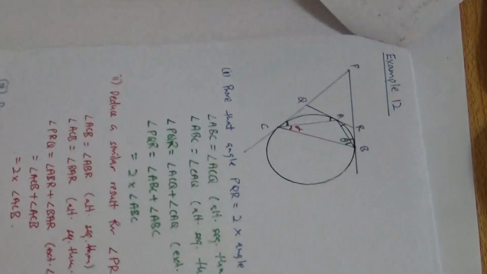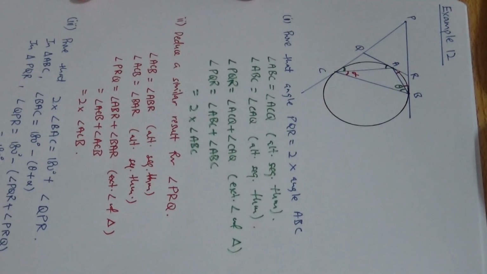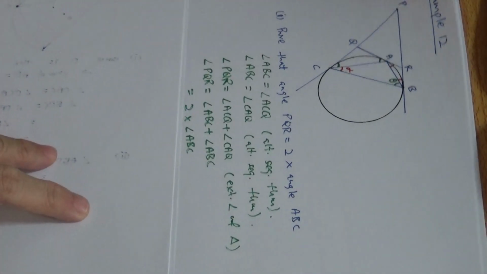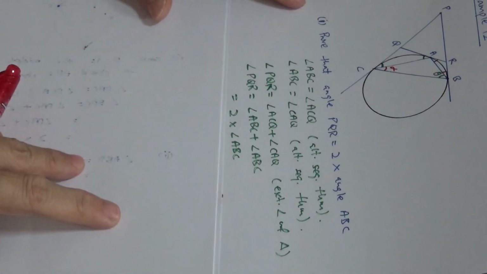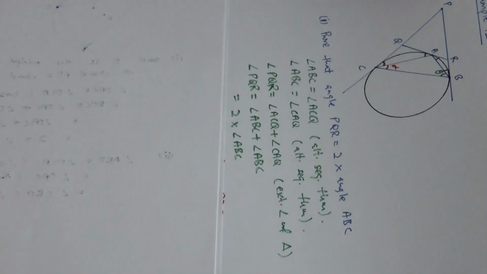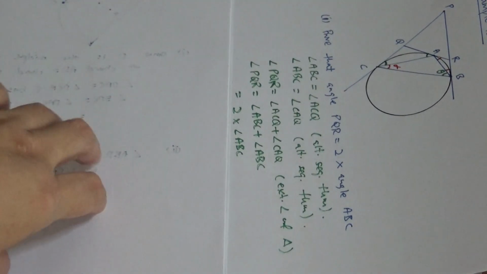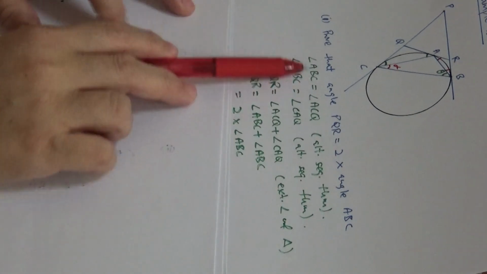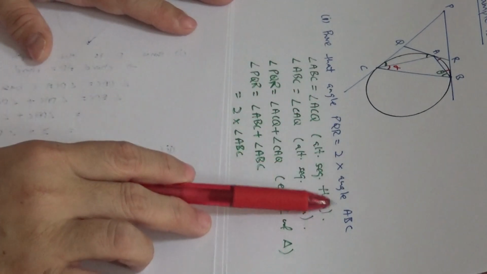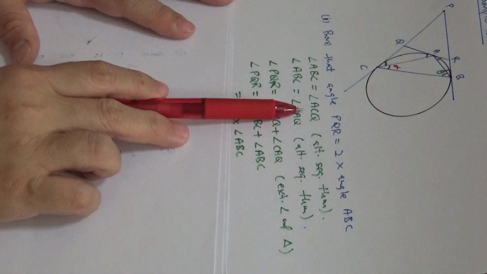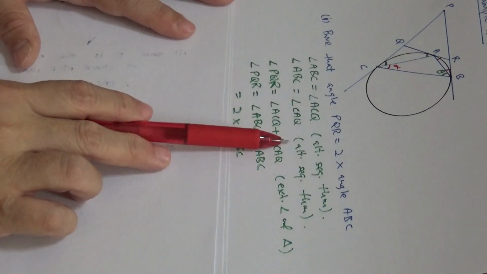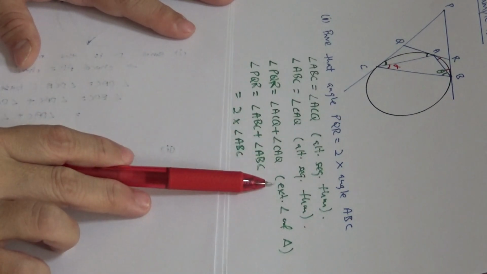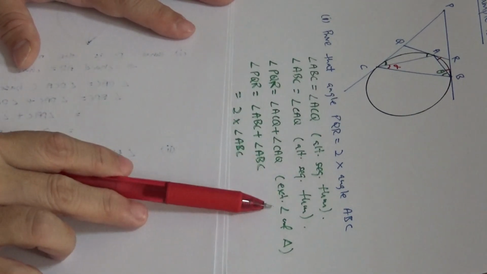Now for example 12, it's quite tedious, and I have not used the same way as the textbook, so you may want to look at my solution to see if you understand it. They say prove that angle PQR is 2 times angle ABC. Alternate segment theorem, exterior angle of triangle. Now this one I'm going to explain.